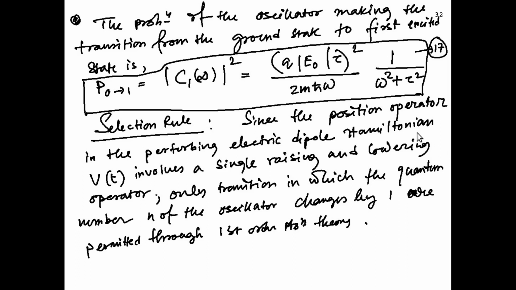So that's what I described here. Since the position operator in the perturbing electric dipole Hamiltonian involves a single raising and lowering operator, the only transition in which the quantum number of the oscillator changes is by 1, and that is the only permitted transition within the first order perturbation theory.